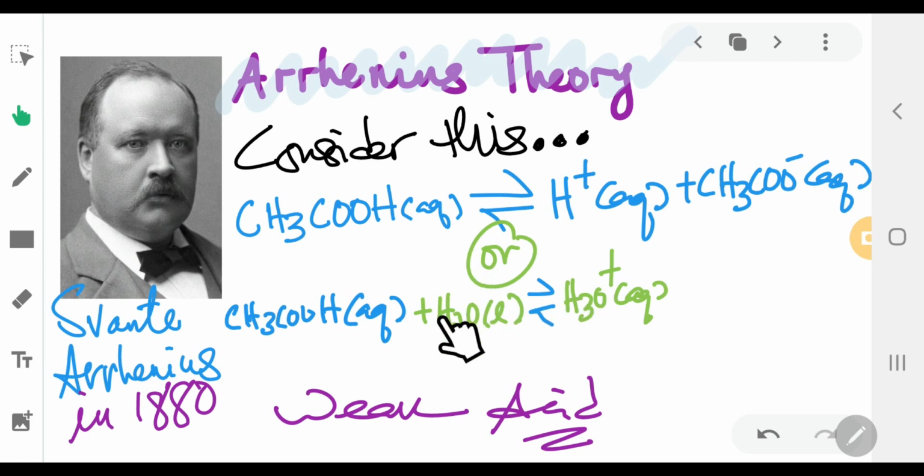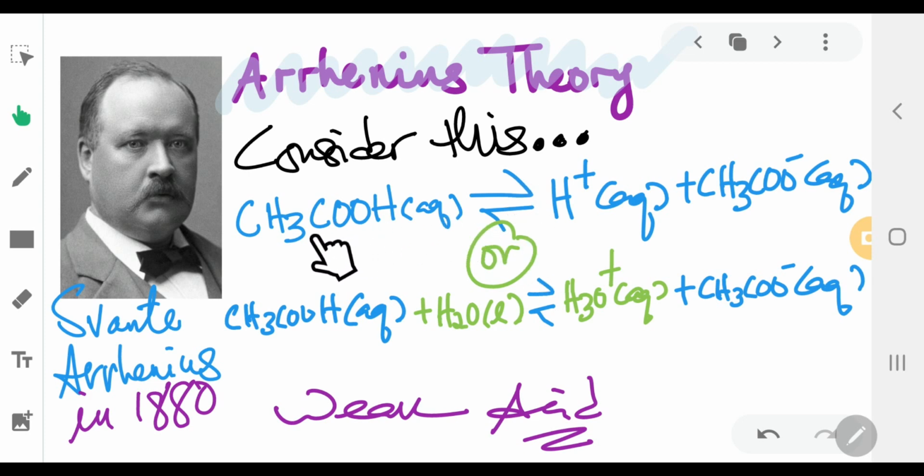But if I do not want to write H2O inside my equation for Arrhenius, it's okay for me to just show that H plus is dissociated in the aqueous solution. And over here, you'll have the same thing, CH3COO minus aqueous. So the difference now is the type of arrow that I'm going to use for this reaction when I want to write the chemical reaction.